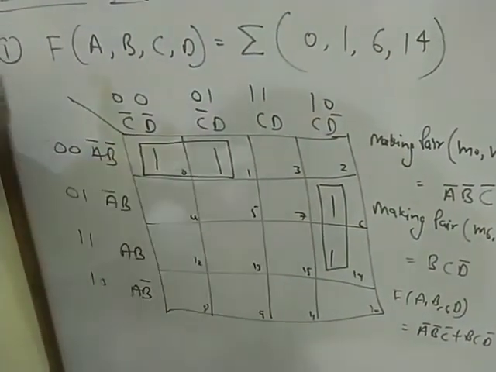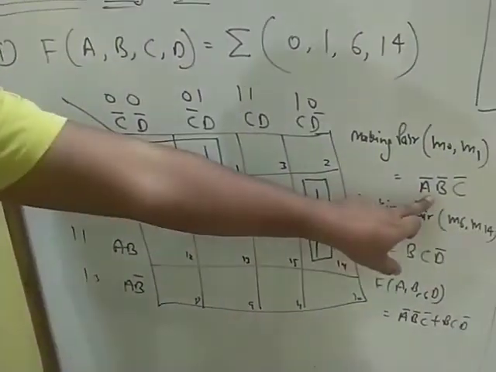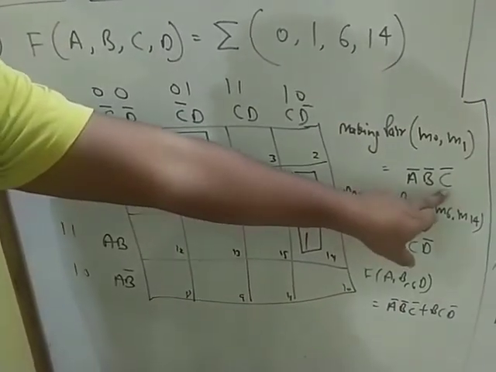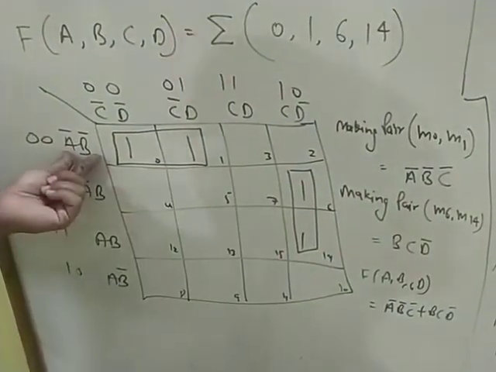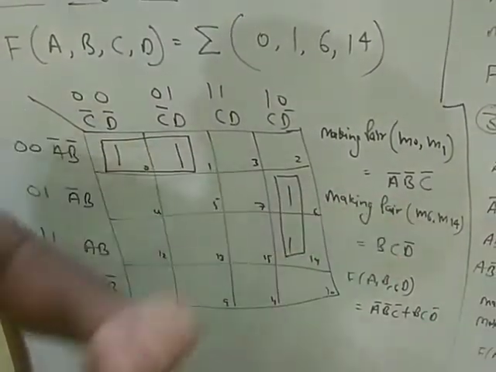So the variable which is changing, we will eliminate. So here only C dash remains. So our expression will be A dash, B dash and C dash. A dash, B dash was the row, there was no change, but from column 1 to column 2, D dash changed, so only C dash remains.